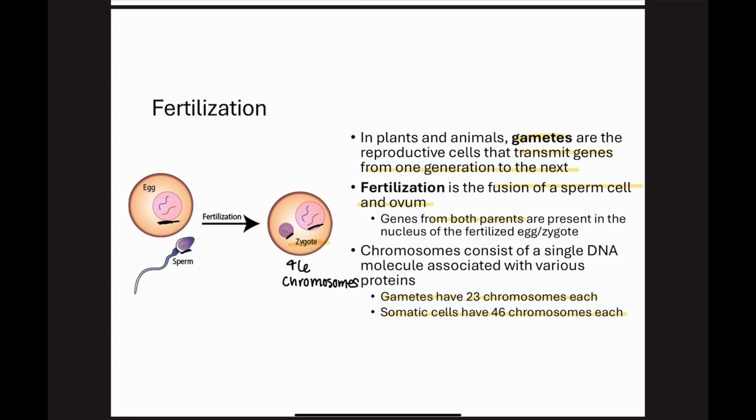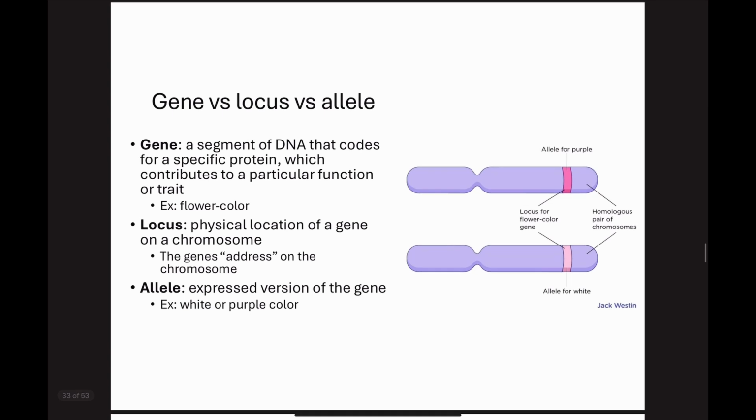Each chromosome consists of a single DNA molecule that is going to be associated with a variety of proteins. And each chromosome has hundreds or thousands of genes, each at a specific location, which is called a locus, along the length of the chromosome. So in this slide, we're going to really dive into the difference between a gene, a locus, and an allele. We already said that a gene is a segment of DNA that codes for a specific protein. And genes also contribute to a particular function or trait.